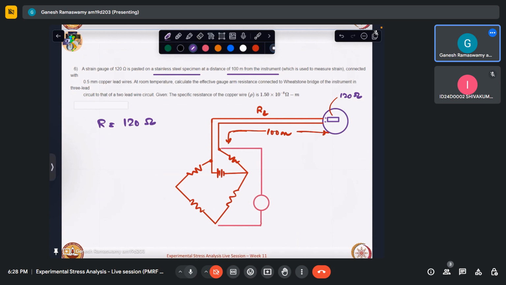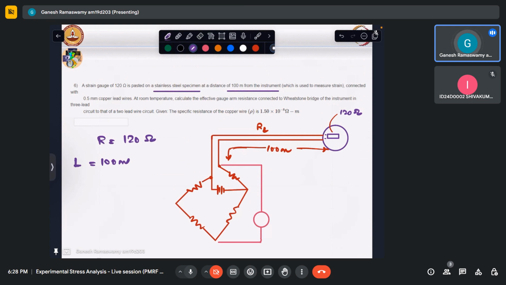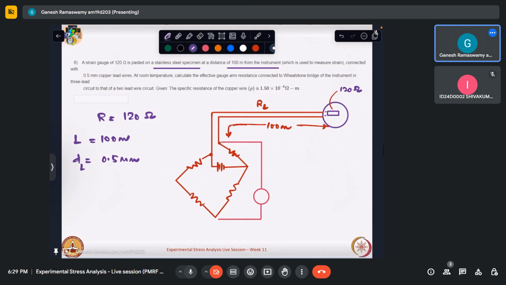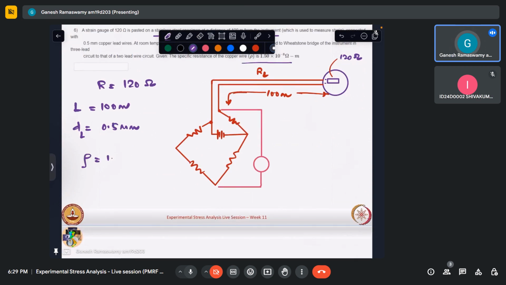Very well. So it is said that it is at a distance of 100 meters, so the length of the lead wires is 100 meters, connected with a 0.5 mm copper lead wire. So the diameter of the lead wire is 0.5 mm, which is given. Now we are talking about the measurement taken at room temperature. At room temperature, calculate the effective gauge arm resistance connected to the Wheatstone bridge of the instrument in a 3-wire circuit compared to that of a 2-wire lead circuit. Given that the specific resistance of copper, rho of copper, is 1.5 E minus 8 ohm meter.